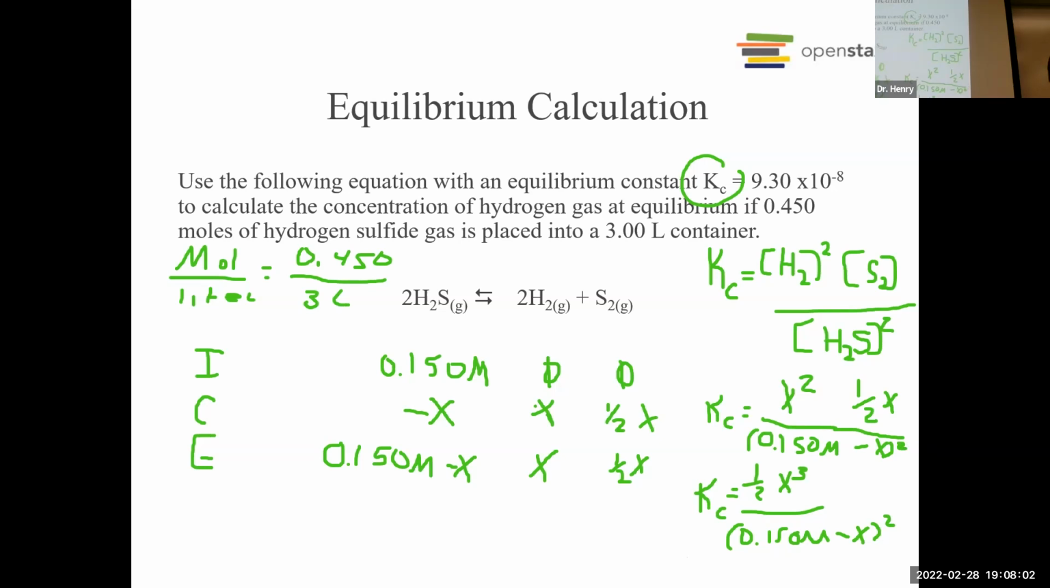That makes our life a whole lot easier, right? So if we assume that only in the bottom, this x is less than 5%, then we'll end up with Kc equals 1/2 x cubed divided by 0.150 molar squared.